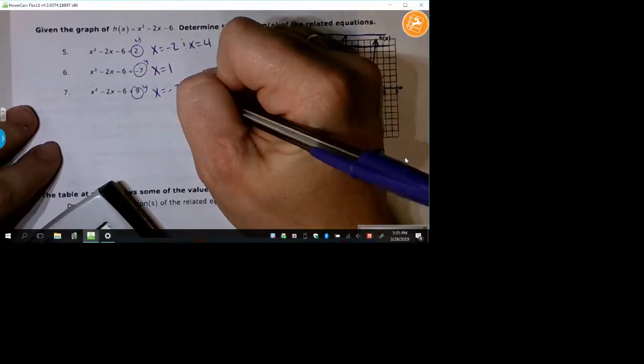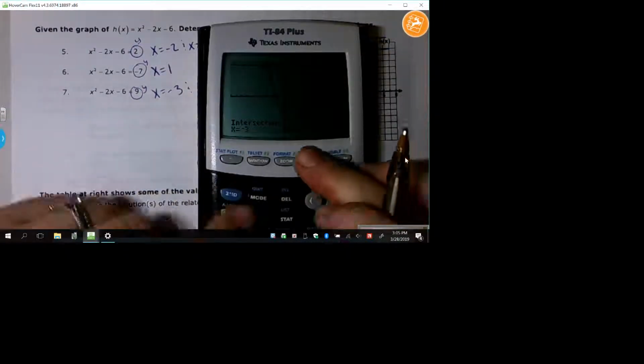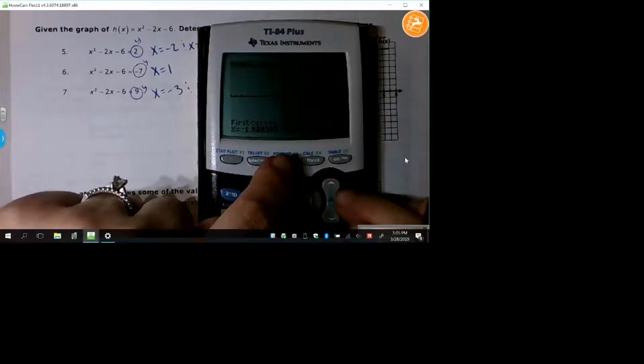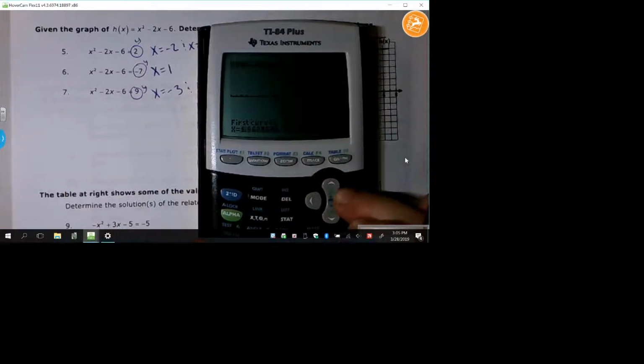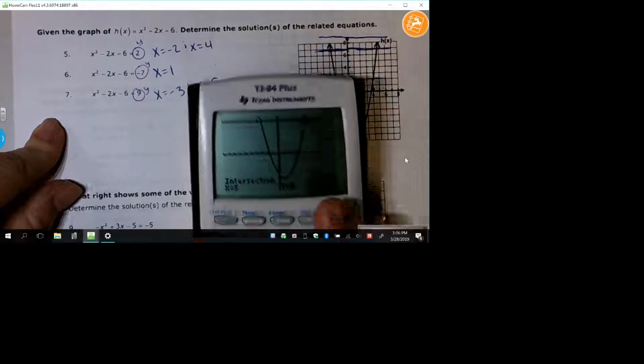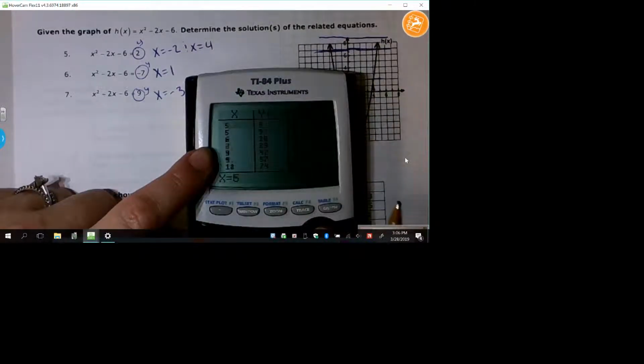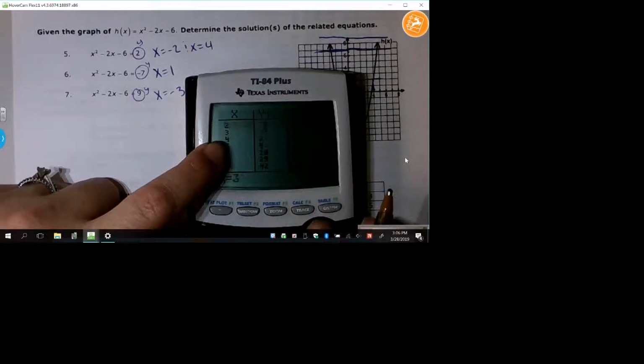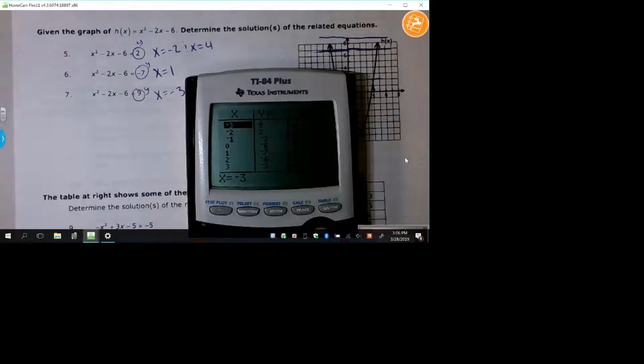And then to find the other one, you do second trace 5 again, but you'd scroll over to the other side, enter, enter, enter, and it's 5. So I want you to realize, I just assumed this was going up to 10, so it was 1 less. I didn't even look at the numbers, sorry guys. But you could have just gone to your table. Matches at 5, matches again at negative 3.